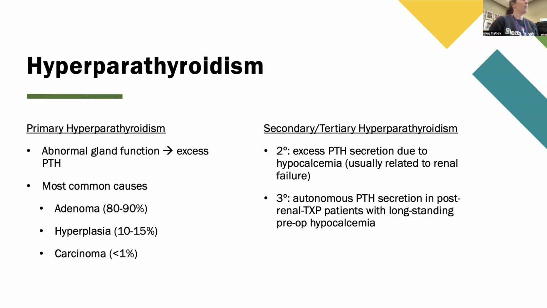Yeah, so primary hyperparathyroidism, the issue is with the glands themselves. They are functioning abnormally and they'll secrete excess PTH. In 80% of cases, this is due to an adenoma, usually a single gland adenoma, but you can have multiglandular adenoma. In 10 to 15% of cases, this is due to parathyroid hyperplasia, and in less than 1% of cases, it'll be due to parathyroid carcinoma.